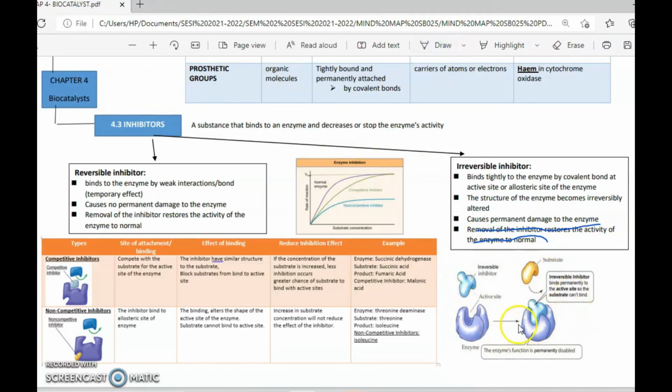So here is the example. The irreversible inhibitor binds to the active site, and then what happens? It will bind to the active site permanently, so forever this substrate cannot bind to the active site. Examples of irreversible inhibitors are cyanide and heavy metal elements, for example mercury. Okay, so that's all for the quick revision.